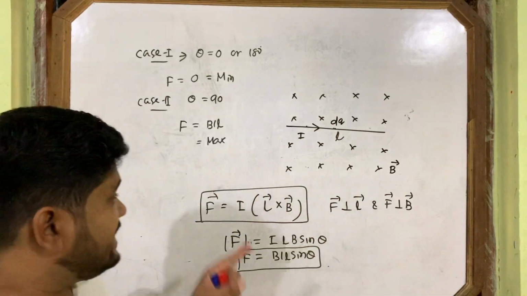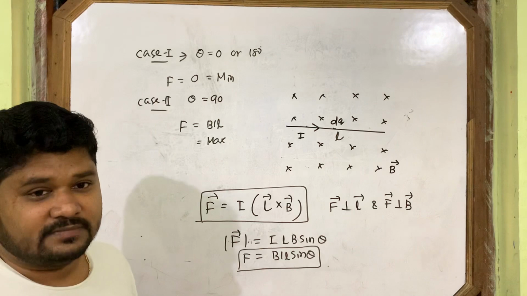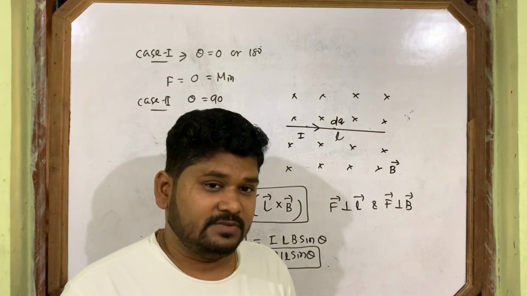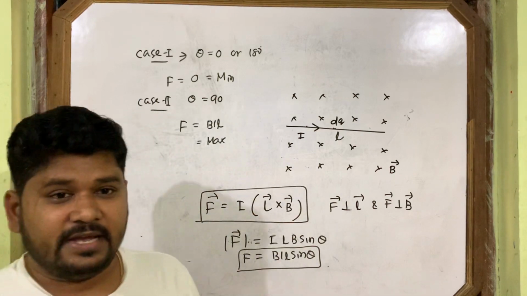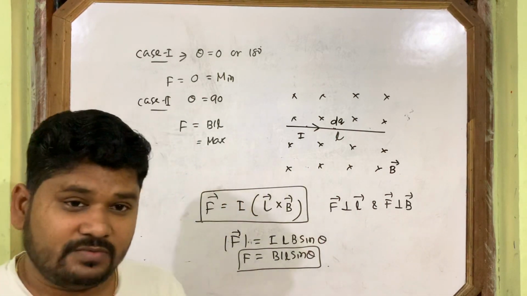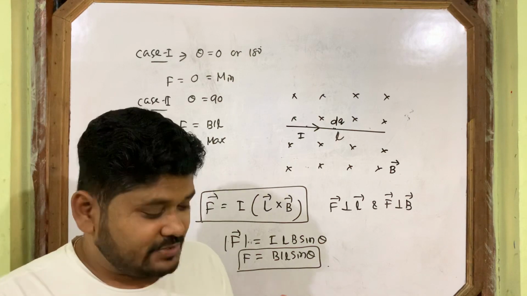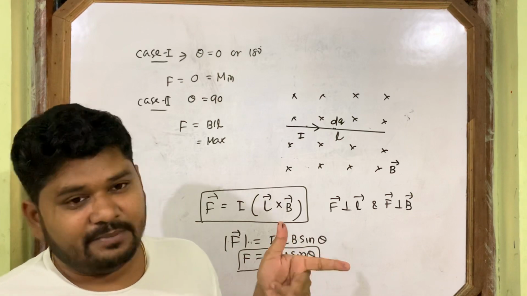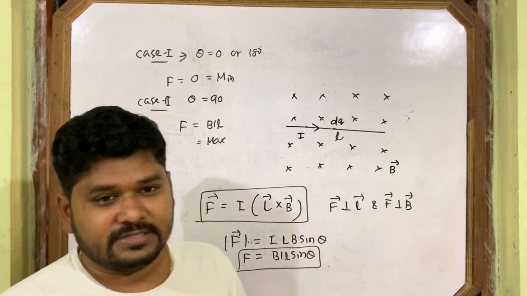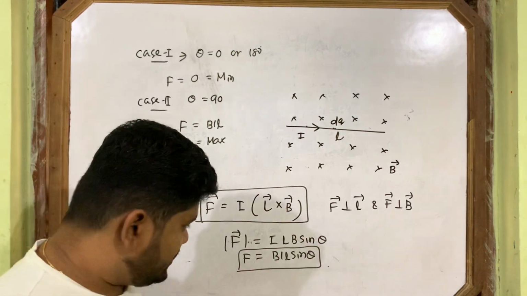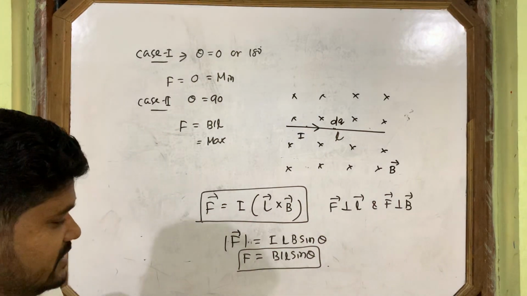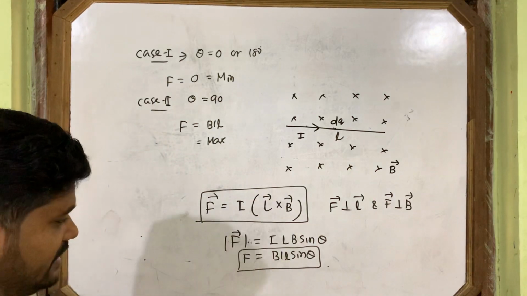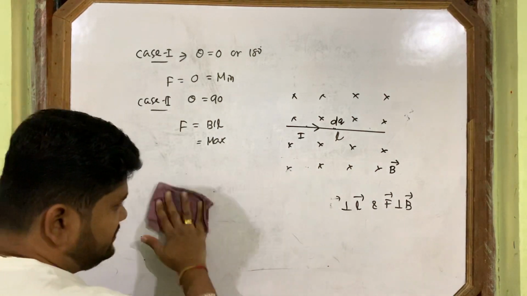The direction of force in this case we can determine by Fleming's left hand rule. The same thing: this one is force, this one is magnetic field and this one is current. By Fleming's left hand rule we can determine the direction of force. So we now conclude that the force acting on a current carrying conductor is BIL sin theta, or in vector form, I into L cross B.